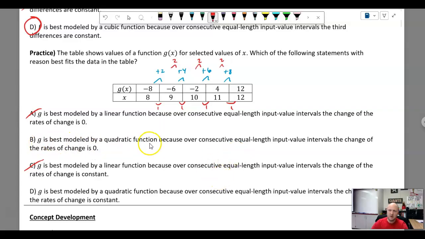B, G is best modeled by a quadratic function because over consecutive equal length input value intervals, the change of the rates of change is 0. No, that's the definition for a linear. So let's look at this one. Best modeled by a quadratic because over consecutive equal length input value intervals, the change of rates of change is constant. This is true. That is true. Okay, so D.